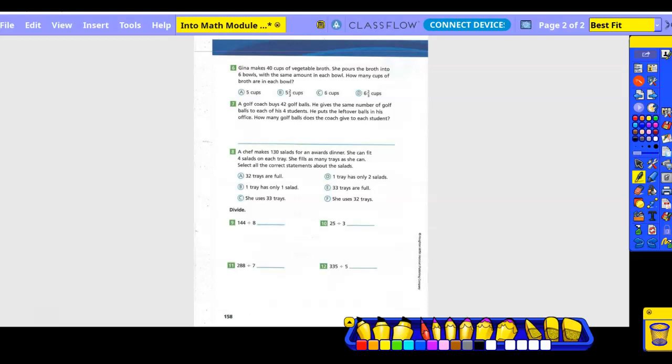Number 6, Gina makes 40 cups of vegetable broth. She pours the broth into 6 bowls with the same amount in each bowl. How many cups of broth are in each bowl? So we need to pull out our information. So 40 cups, 6 bowls, and how many cups are in each bowl? So what am I going to do? Okay, so 40 divided by 6.